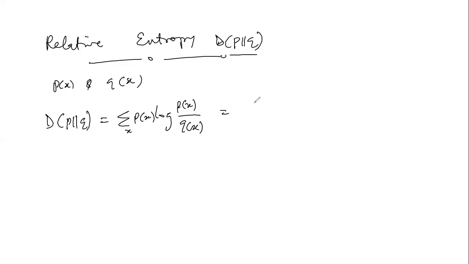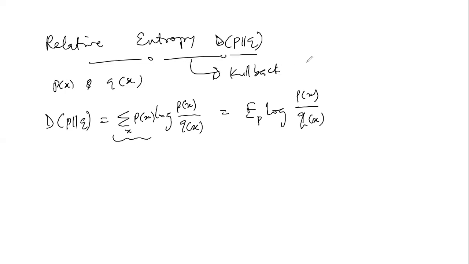Recall what we did earlier in resolving the upper bound on the entropy. So we already know that this is the expected value of P log P of X divided by Q of X. This relative entropy is usually referred to as the Kullback-Leibler distance or divergence.